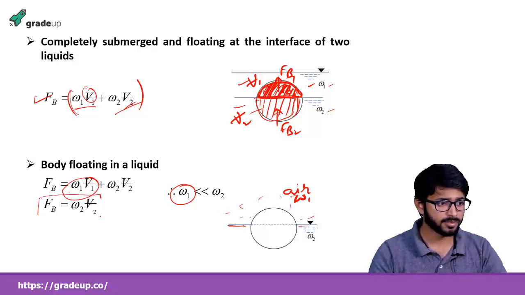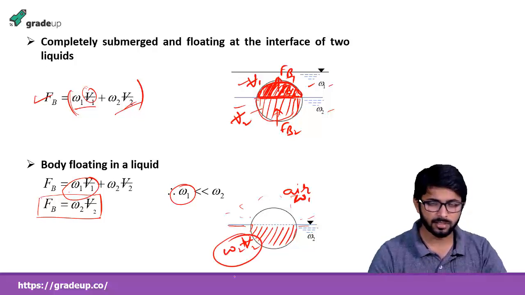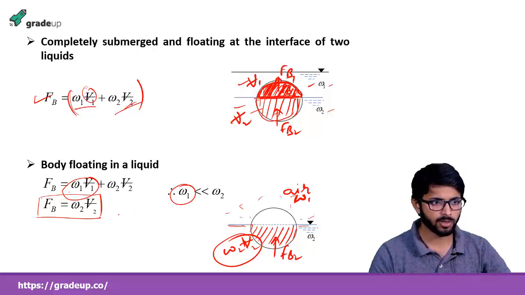So what will we have? FB will be omega 2 V2. Directly we can calculate, when a body is in the floating condition, the amount of volume displaced by the body of this liquid, say this is V2, times the specific weight of the water, omega 2. So this is the amount of buoyancy force which is acting in the upward direction. This is how we calculate the buoyancy force.